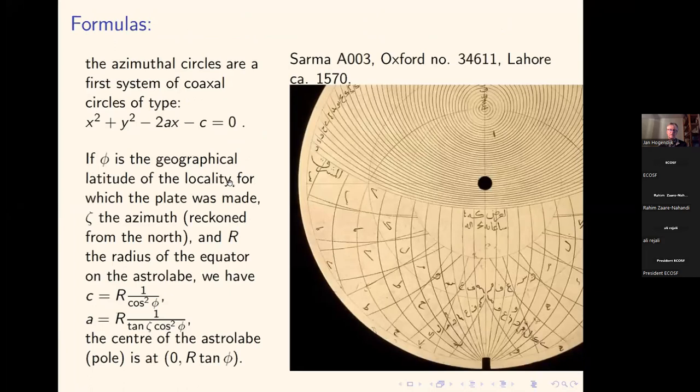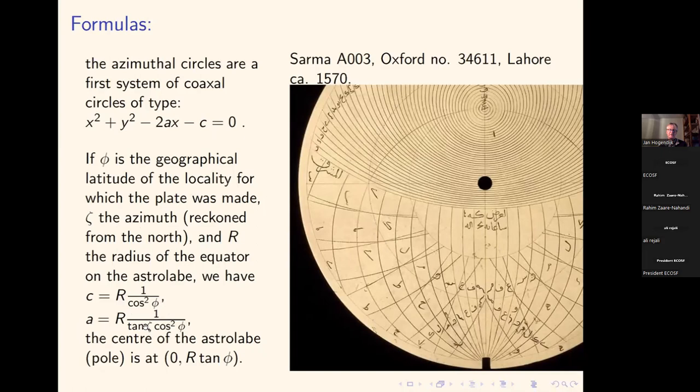If you have this formula for the first system of coaxial circles, you can take the geographical latitude of the locality for which the plate was made, in this case 25 degrees is written here. And for the azimuth, if you call the azimuth theta, reckoned from the north, and if you call r the radius of the equator, that is this circle in the astrolabe, you can find the c and the a in the system on the basis of the phi and the zeta.